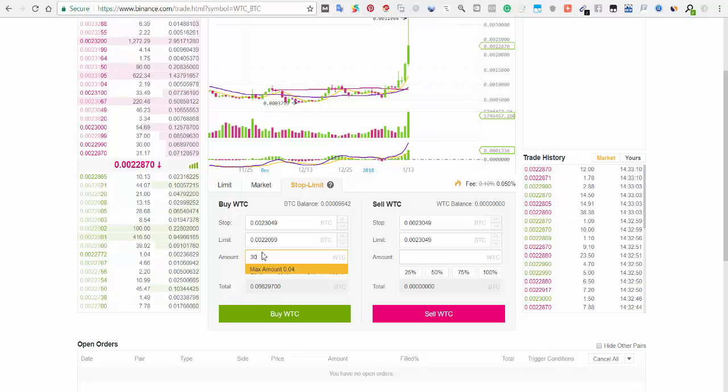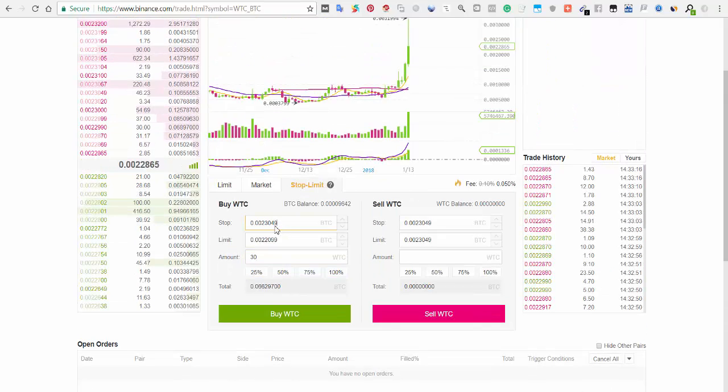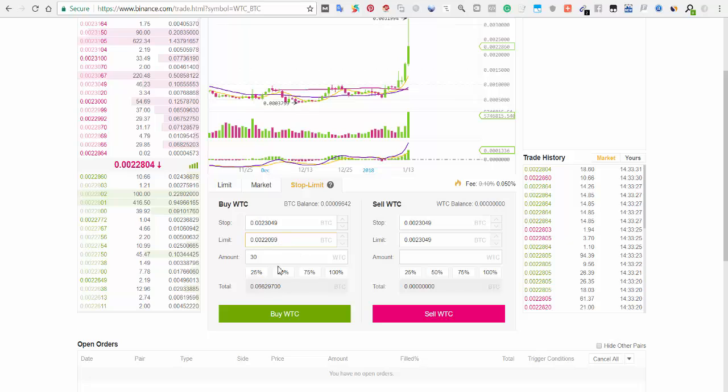Okay, so once you do that, you click on buy. It's going to place your order. So once the market falls below this, it's going to be triggered. Okay, and you start buying at this point. I hope that is understandable. Okay, I hope you understand that. So that's that for buying.